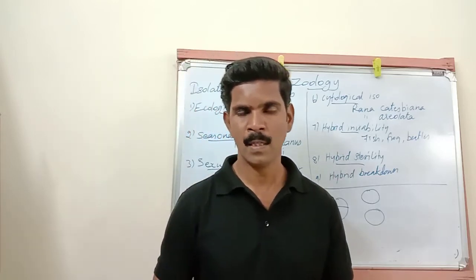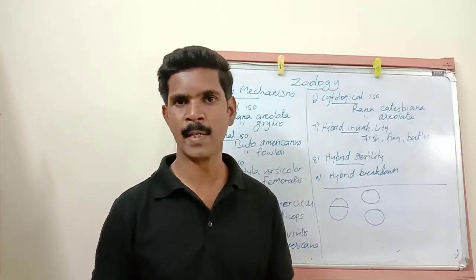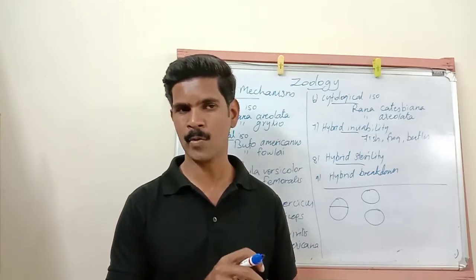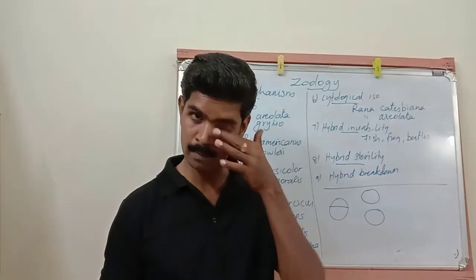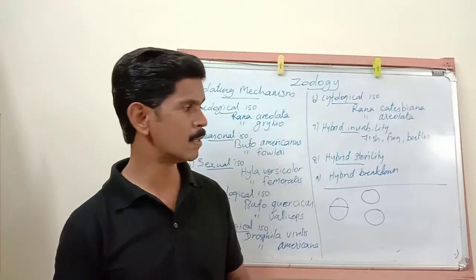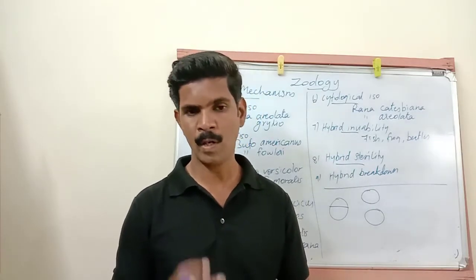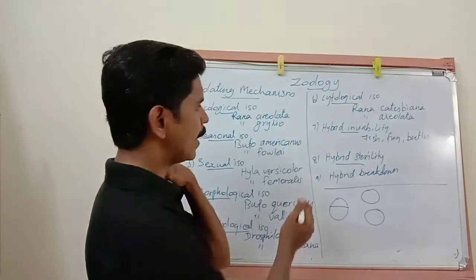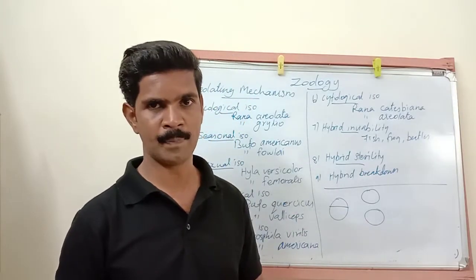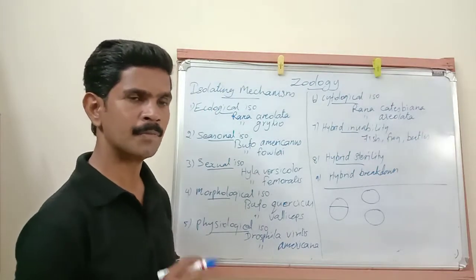Then, this isolation mechanism is divided into two main categories. One is the pre-zygotic isolation and the second one is the post-zygotic isolation. These two are the important categories of this isolation mechanism. So now we are going to study 9 types of isolation. Listen very carefully, very important for 5 marks.